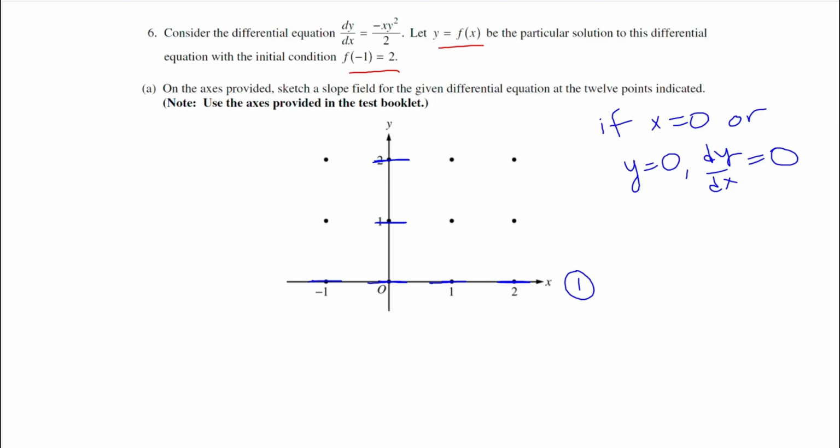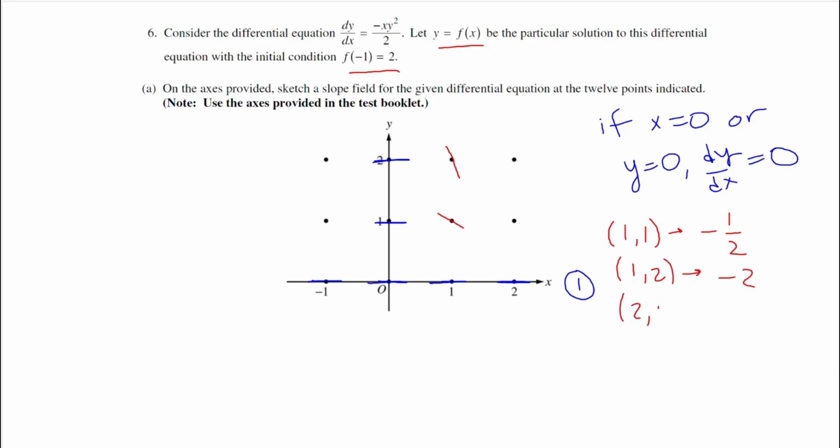We'll just plug in values. So let's say we start with 1, 1. If I plug in 1, 1, we get negative 1/2 when we plug x and y in as 1. So we'll draw a slope of negative 1/2 there. If I put in the point 1, 2, if x is 1, that's negative 1. And then if y is 2, that's 4 up there. So negative 4/2 is going to be negative 2. So we're going to get kind of steep there, negative 2.